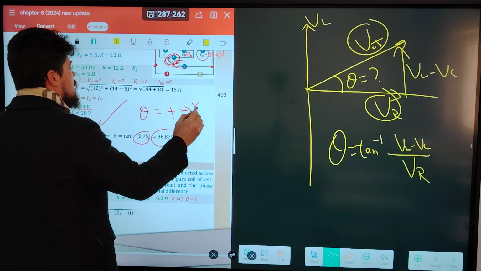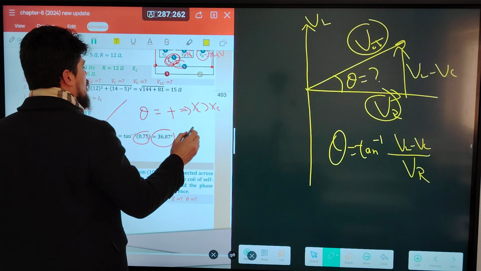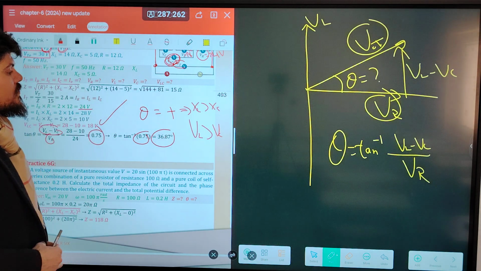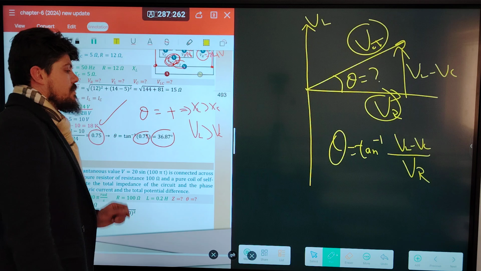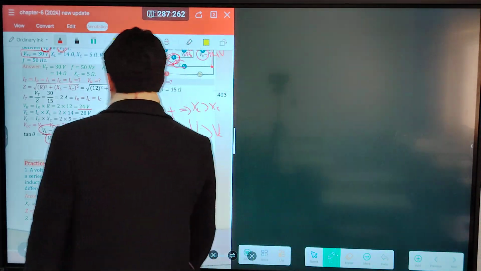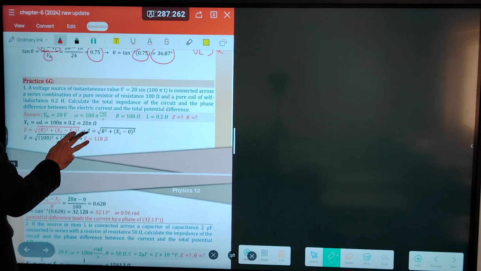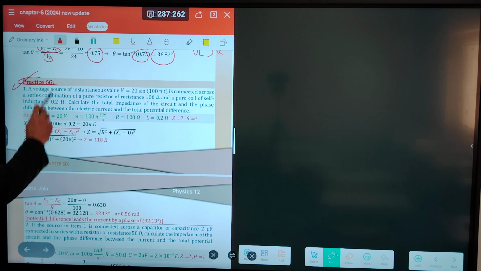Theta is positive or negative. Why? Because XL bigger than XC. Or because VL bigger than VC. How about if XC or VC bigger than VL or XL? Theta becomes negative. Guys, this is sample problem 6G. Look at practice 6G question 1.